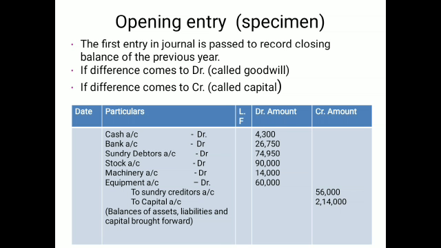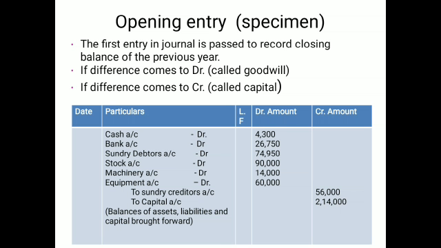When you are forwarding this entry, it is called the closing entry of the accounting year. When this entry is forwarded to the next year, it is called the opening entry. Before starting the next year's recording, any journal entry, you have to pass the opening entry first. This opening entry comes from the closing entry of the last year, showing the balances from the balance sheet.